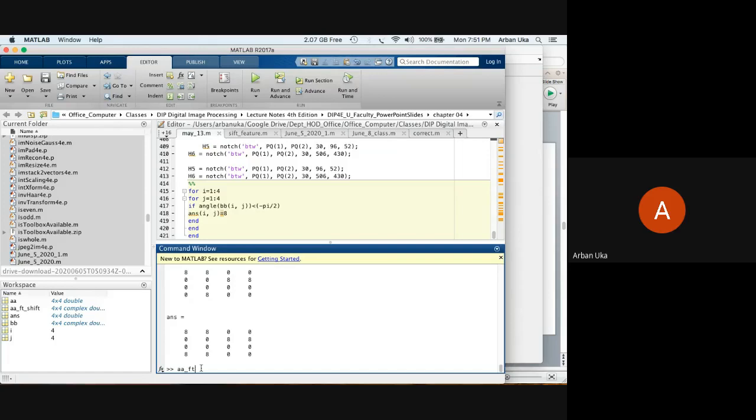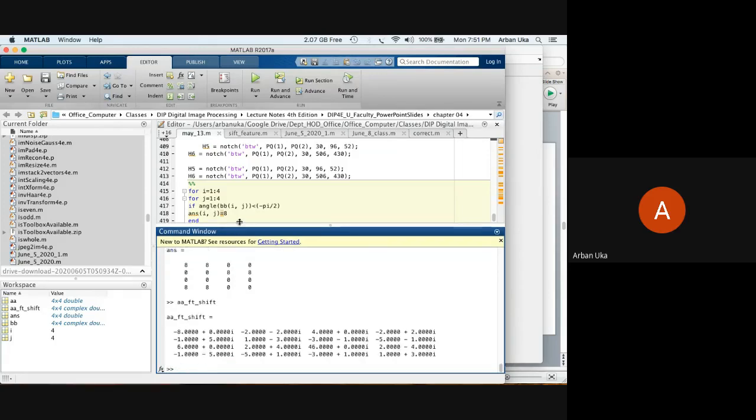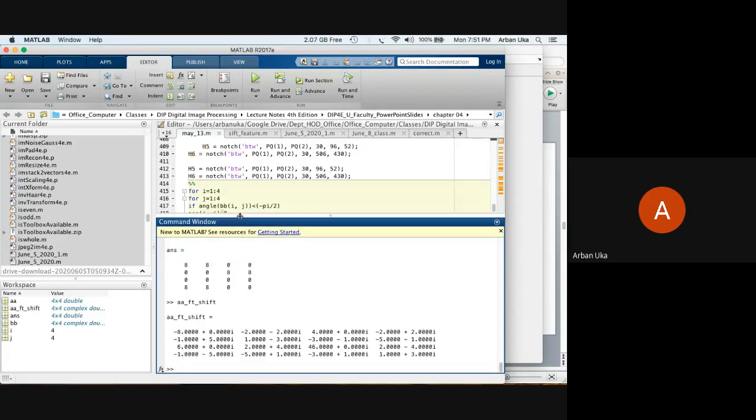AA, Fourier transform shift. Okay. So, what is this value?